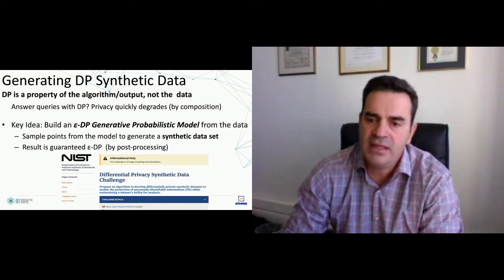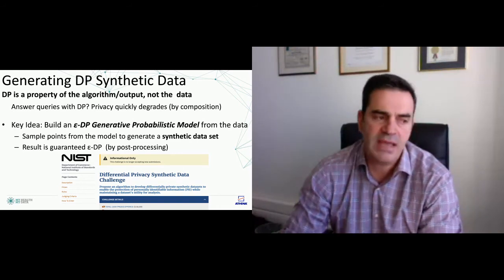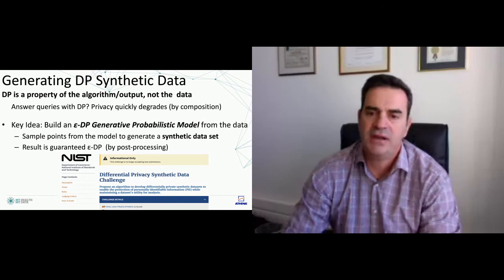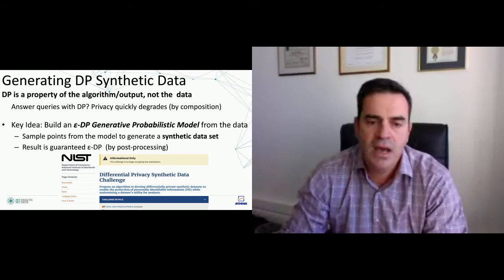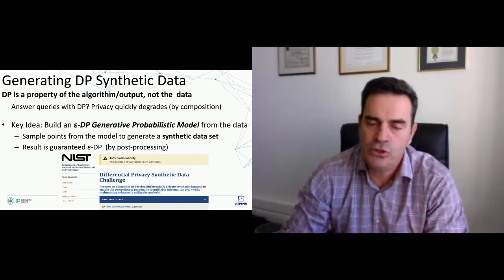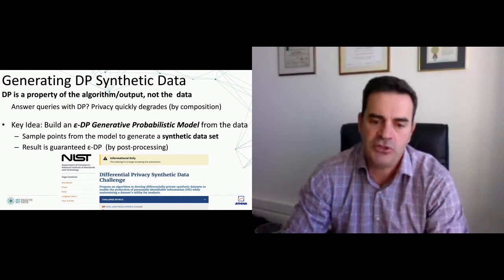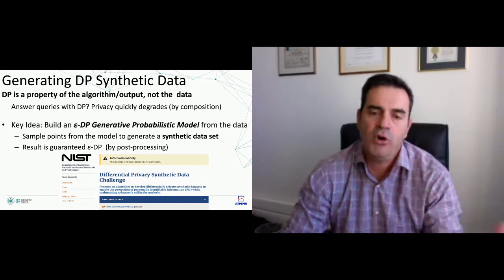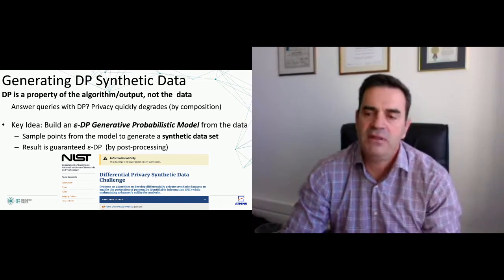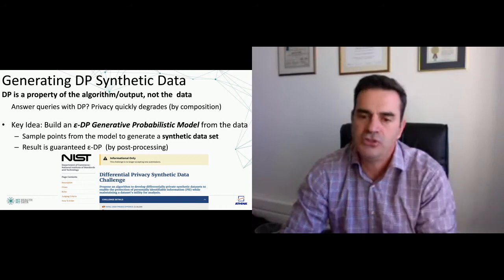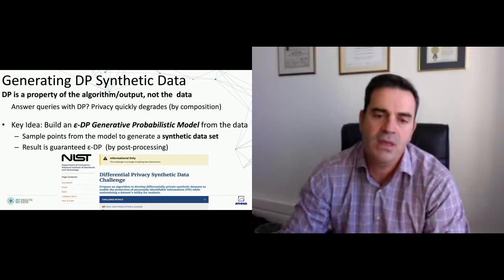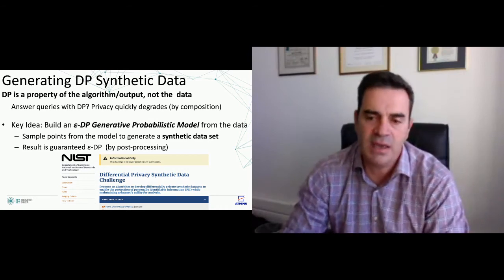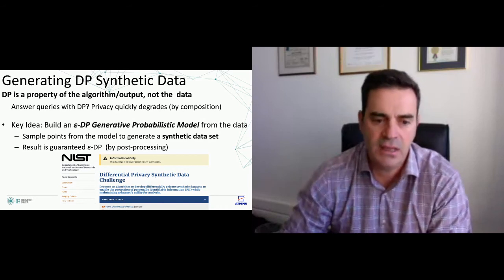And once we have that differentially private generative probabilistic model, essentially we can sample from it to generate a synthetic data set. And we can take as many samples as we want. We can generate a synthetic data set of any size. The nice thing here is that we can just cite the post-processing lemma that I showed you in the earlier slide, and just say that, since the model is differentially private, then whatever I take from it is also going to be differentially private. Okay, and then we can share that as an epsilon differentially private synthetic data set.